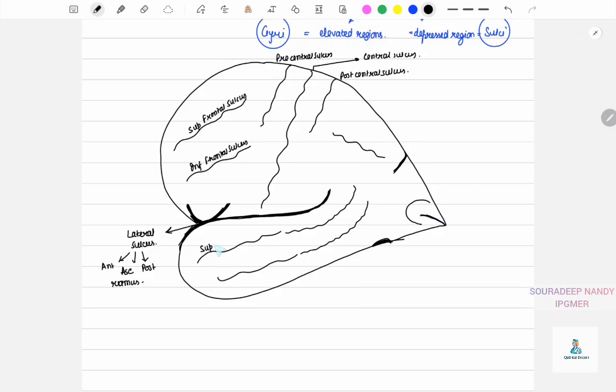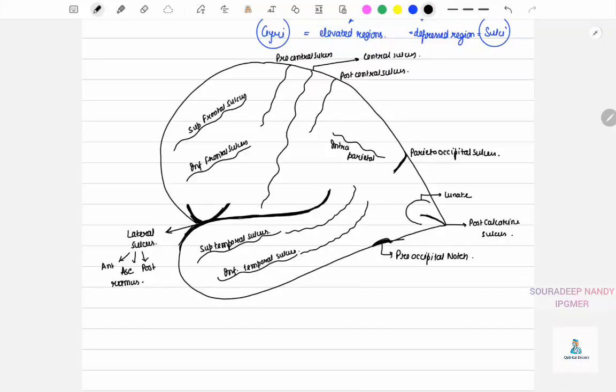So here is the superior temporal sulcus, inferior temporal sulcus. Here is the intraparietal sulcus. This is the parieto-occipital sulcus. This is the lunate sulcus, and this is the post-calcarine sulcus. And this is the pre-occipital notch.